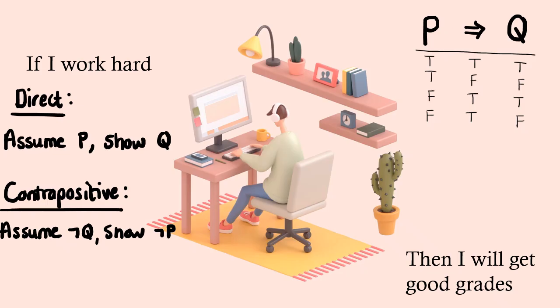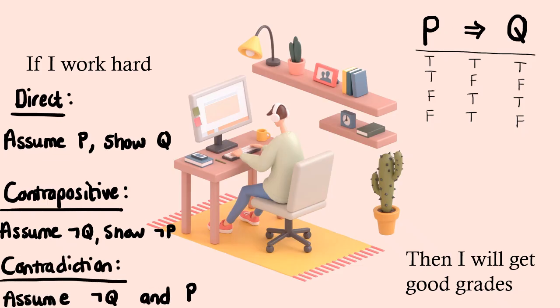A proof by contradiction is very similar to a proof by contrapositive, and this is why it confuses a lot of students when they first try and compare these two proofs. It also involves us assuming that we didn't get good grades. So it assumes that the consequent is false, not Q is going to be true. But at the same time, it assumes to the contrary that P is also true. It assumes that we did work hard and at the same time we didn't get good grades.